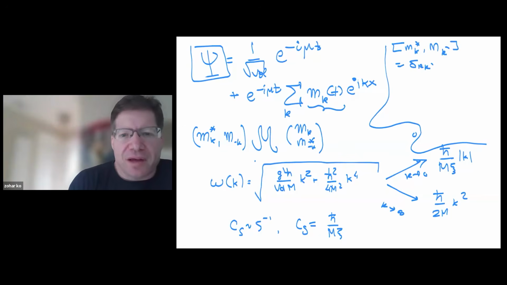If you do the calculation using the action, you'll find that M_k star and M_k' have the usual equal time commutator, which is delta k k'. But that doesn't mean that M_k star is a raising operator and M_k is a lowering operator. It could be, in fact, more general, and that's the main insight of Bogolubov.